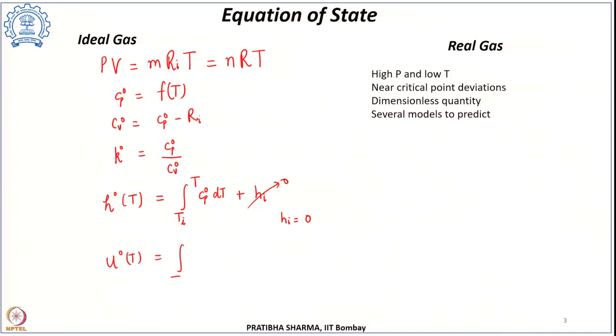For an ideal gas, we can also find out the internal energy. Again, some reference temperature integrated between the limits of that reference temperature and temperature T, the isochoric specific heat, and some reference value of that specific internal energy. Now, this reference specific internal energy is given by the gas constant and that initial temperature.